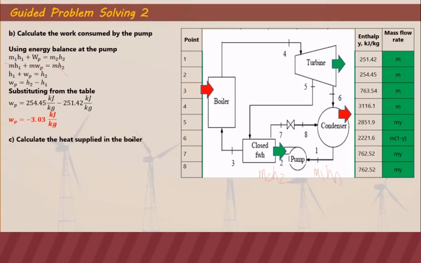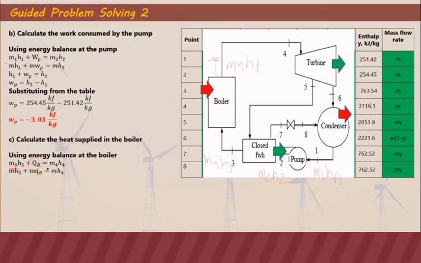For the heat supplied in the boiler, as you can see here, we have energy entering as M3H3 and energy exiting as M4H4. And then we have heat going in here because we are putting in energy from fuels. So for the energy balance, energy in equals energy out. Energy in is M3H3 plus the heat input in the boiler. Energy out is M4H4.